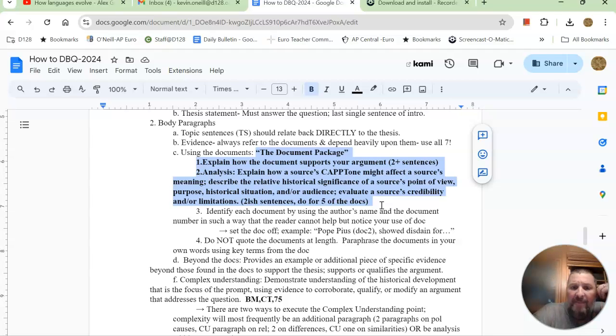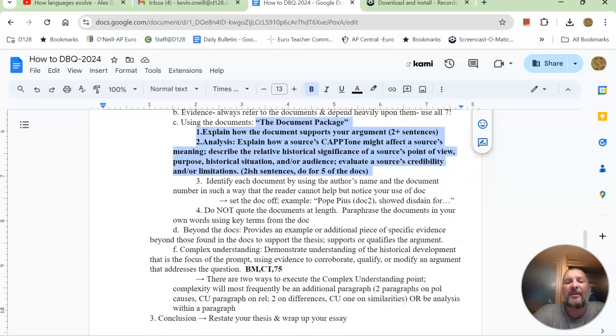Make sure that you identify each document by using the author's last name. You're not on a first name basis with any of these people. If you are, let me know. I'd love to meet them. And the document number in a way that the reader cannot help but notice your use of the doc. I call it setting the document off. So for example, you'll say, Pope Pius, Doc 2, in parentheses, showed disdain for many things, as popes are apt to do. But just make sure, because you don't want the reader to miss that you used that document.